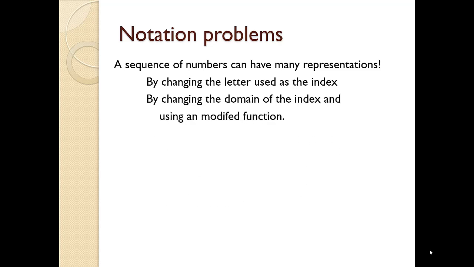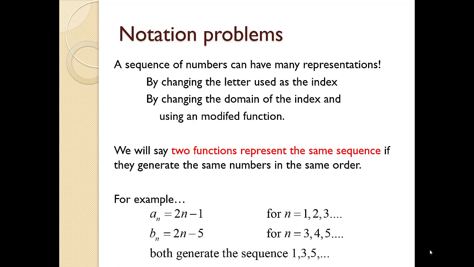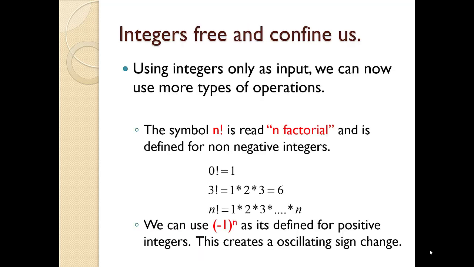But you could change the domain of the index and then use a modified function and still have the same sequence. So from now on, we'll just say that two functions represent the exact same sequence if they generate the same numbers in the same order. For example, a sub n equals 2 to the n minus 1, where n goes from 1, 2, and 3. And the sequence b sub n equals 2 to the n minus 5, for n equals 3, 4, and 5. These actually both generate the sequence 1, 3, and 5, and so on.